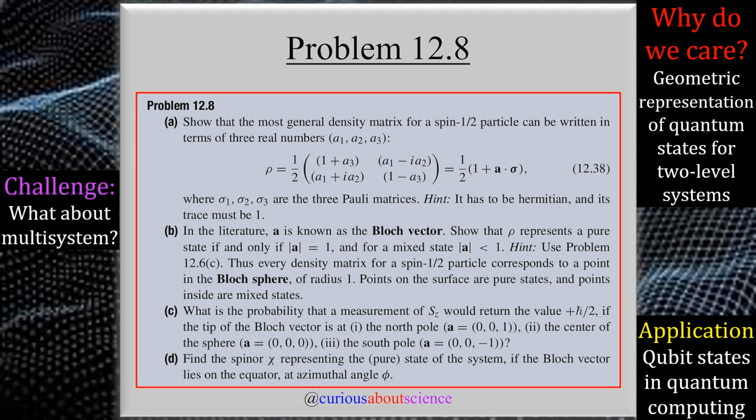Of course, within looking at a couple of these papers, the big challenge is, what about multi-systems? Because although this is a two-state system, it's a single qubit system. What about multiple systems? That's where it can be troublesome.